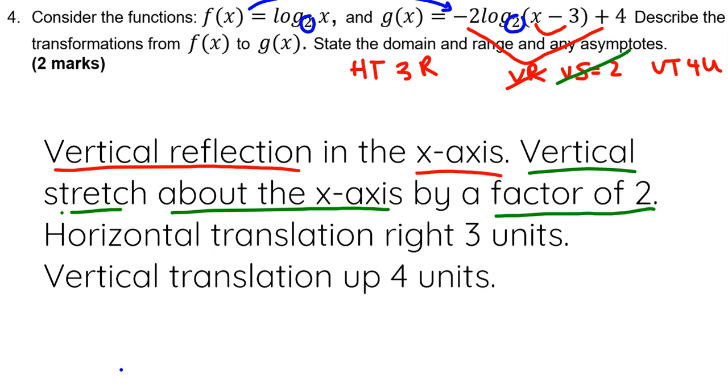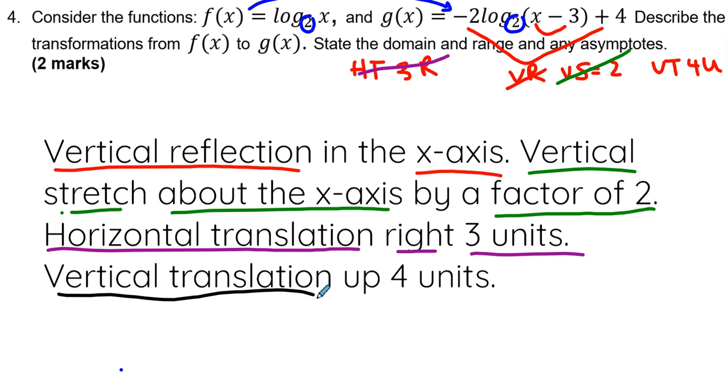What it is: a horizontal translation. Where it is: right. How much it is, 3 units. And lastly, our vertical translation. What it is: a vertical translation. Where it is: up. How much it is, 4 units. So I want you guys to use proper terminology to describe it and hit all of those key concepts.